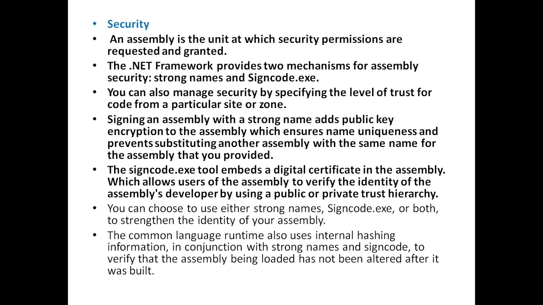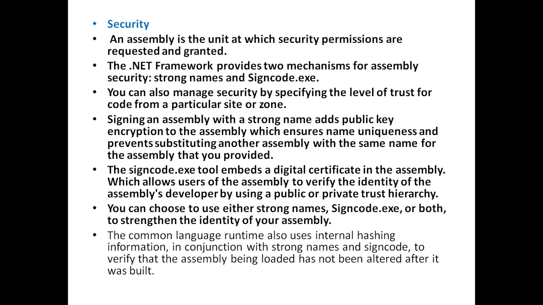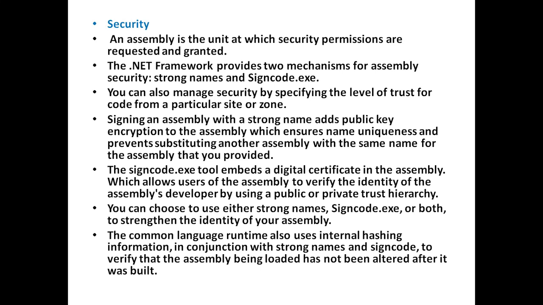The signCode.exe tool embeds a digital certificate in the assembly, which allows users of the assembly to verify the identity of the assembly's developer by using a public or private trust hierarchy. You can choose to use either strong name, signCode.exe or both. The common language runtime also uses internal hashing information in conjunction with the strong names and signed code to verify that the assembly being loaded has not been altered after it was built.